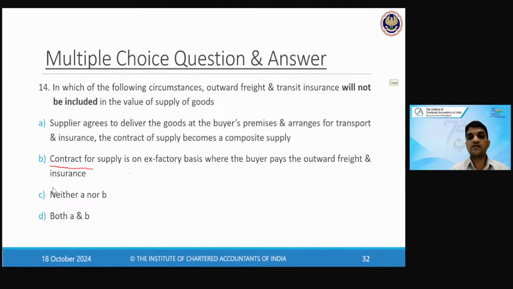What is ex factory basis? Ex factory basis means you will supply the goods at your factory gate, and the customer will have to use their own delivery modes. Okay.